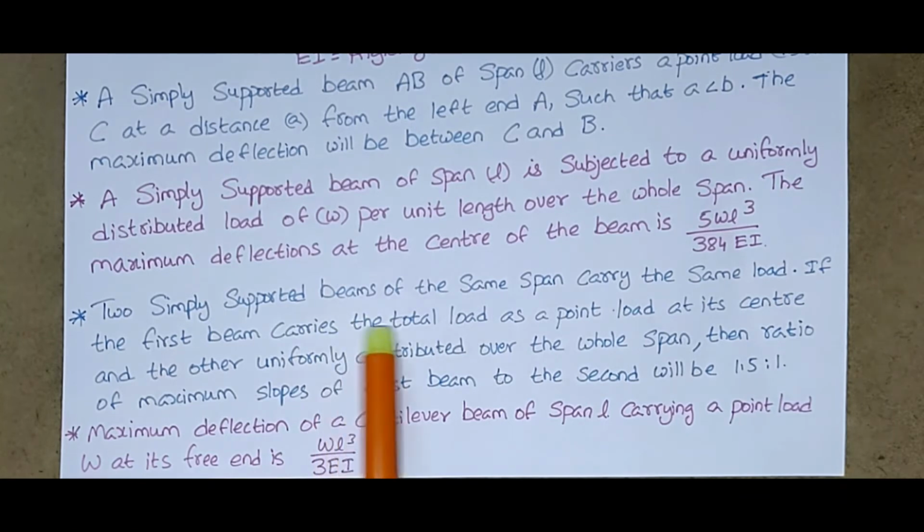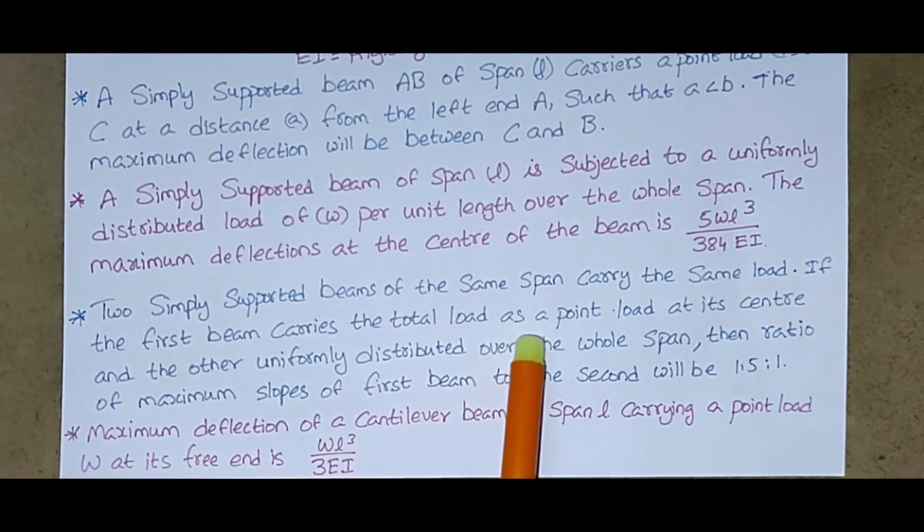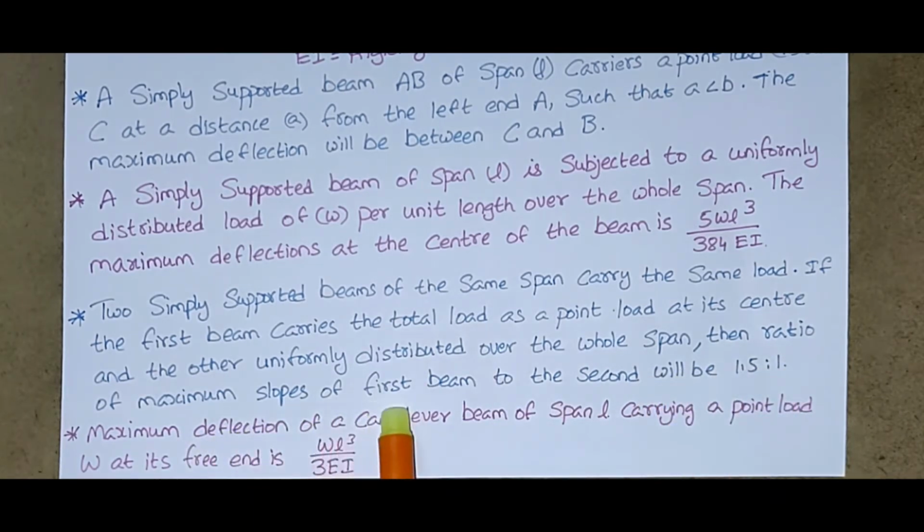Two simply supported beams of the same span carry the same load. If the first beam carries the total load as a point load at its center and the other carries it uniformly distributed over the whole span, then the ratio of maximum slopes of the first beam to the second will be 1.5 is to 1.